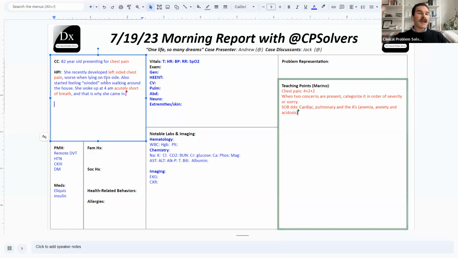So if we layer that general framework onto this, I think we have a couple of features here, right? The left-sided chest pain that's worse when lying on that side, I think I'm translating that to say that maybe something within the pleural space almost gets moved to that side when she lies on that side. So a layering pleural effusion might feel worse when somebody lies on the side that the pleural effusion is on.